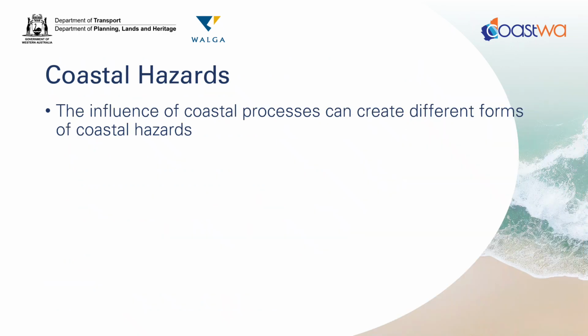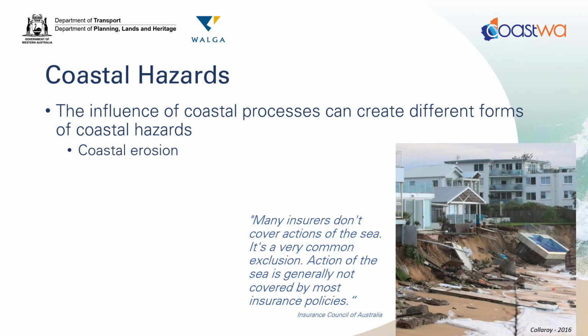So we've talked about the different sediment transport processes, and we've talked about the impact of sea level rise on the coastline. We now need to consider what that means in terms of the hazards that can directly result from these coastal processes themselves. So there are a number of different hazards that are covered within the state coastal planning policy and that need to be considered. The first of those is coastal erosion.